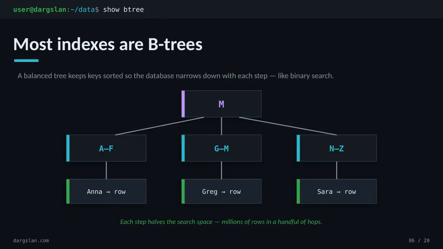So how does that fast lookup actually work under the hood? Most databases organize their indexes as B-trees, balanced trees that keep keys sorted in tiers. You start at the top, ask a simple question: is my key before or after M? And follow the branch: A-F, G-M, or N-Z. Each hop eliminates a huge chunk of the data, so even with millions of rows, you're only a handful of steps away from the one you want.